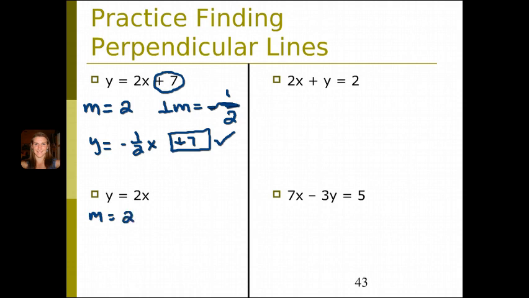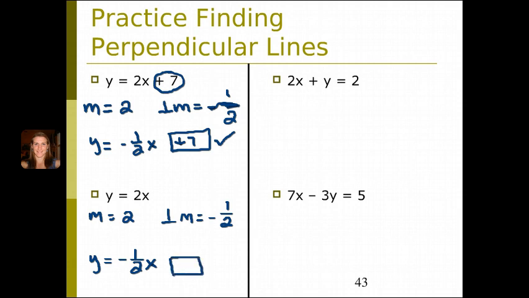So if I was going to find my perpendicular slope, I would take the opposite sign, which is a negative, and I would flip the fraction. So it would be negative 1/2. And you could write any equation you wanted as long as the slope was negative 1/2. Plug any number you wanted in for your y-intercept.